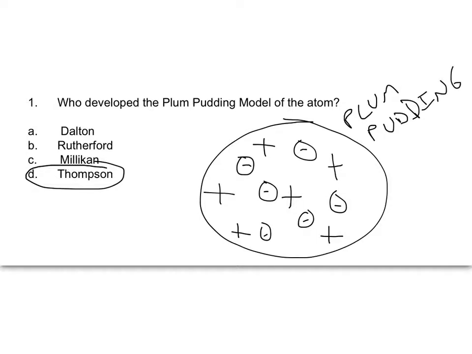Okay, you need to know that Thomson was involved in the cathode ray tubes. You need to know Millikan, oil drop experiment. Rutherford, gold foil, and he came up with the nuclear model. Dalton was early atomic theory. So you need to know what each of these people contributed to our idea of what atoms look like.